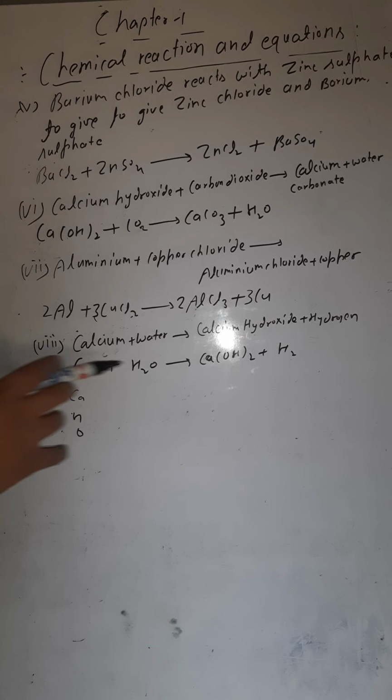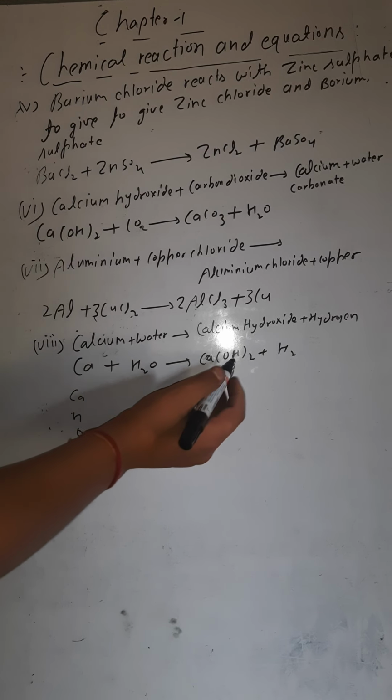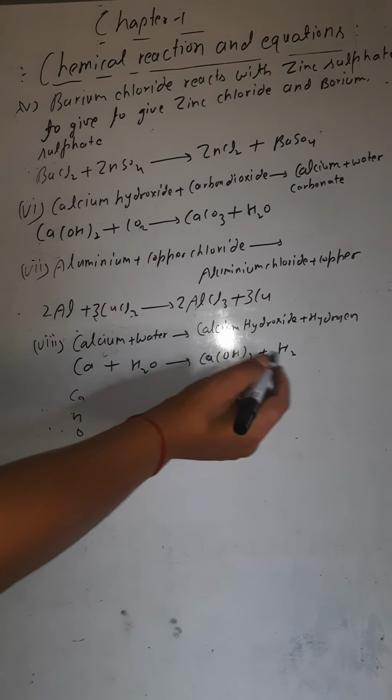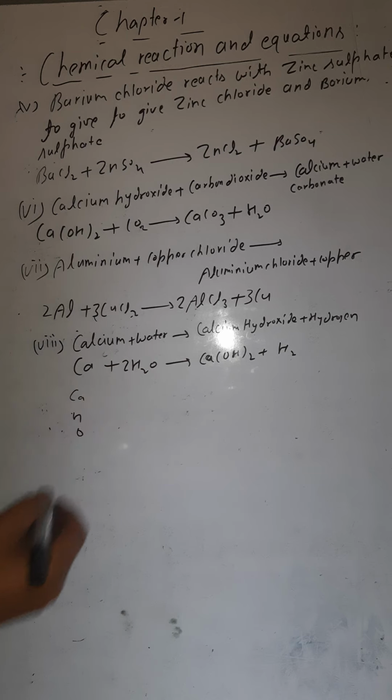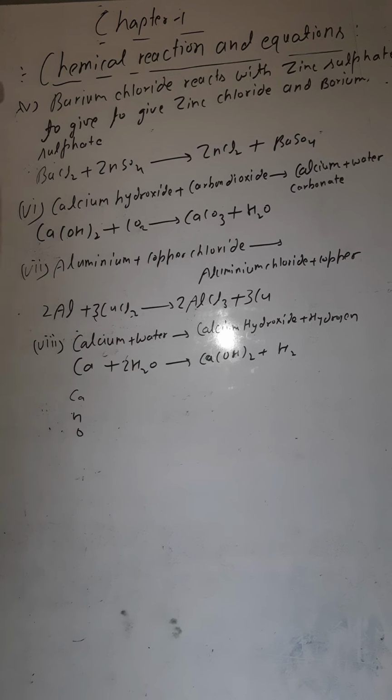Now look at calcium, 1 atom, 1 atom. Now look at hydrogen, 2 atoms here, and there 2 plus 2, 4 atoms. So here also multiply by coefficient 2. Okay, balanced. Now oxygen, 2 oxygen atoms there, 2 oxygen here also, it is balanced now. Okay, now we will move to the ninth one.